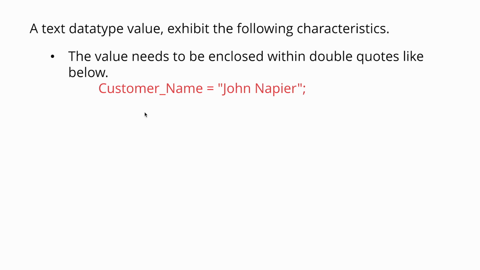Here you can see the customer's name is enclosed within double quotes, and it has a space in it. You can clearly see the variable name has been provided with an underscore because it wouldn't allow any special characters or space in it, but the variable is provided with a text data type.